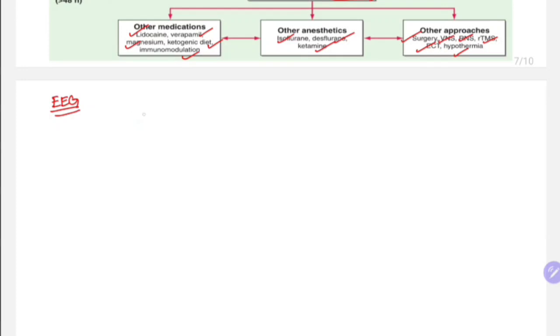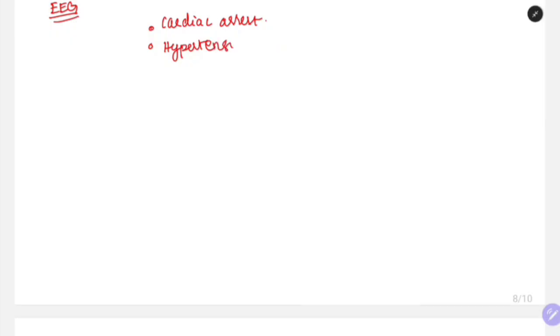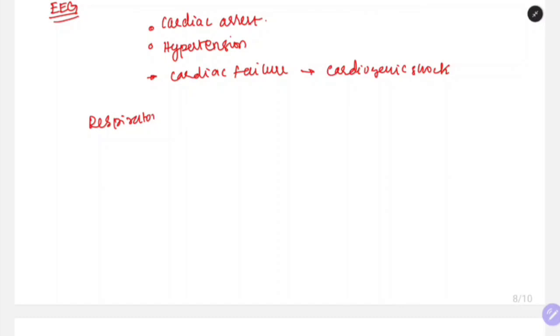First, it can cause altered autoregulation and increased cerebral blood flow. Cardiac arrest can occur during seizure, it can cause hypertension, and it can cause cardiac failure, and the patient can even go into cardiogenic shock. So this is very important. In the respiratory system, the patient can go into respiratory failure, because as we said there is a risk of aspiration and pneumonia.